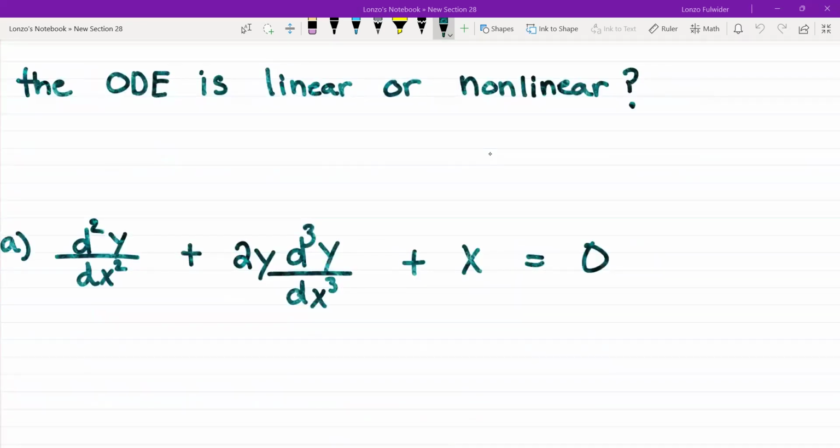So on A, we look at the highest derivatives. So this is second, this is third, this is no derivatives. So the highest order is third.